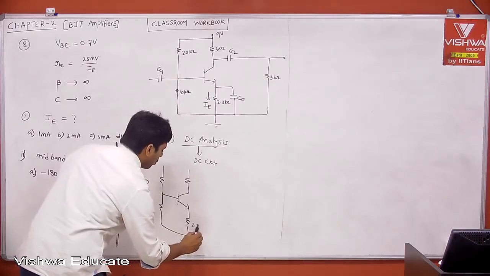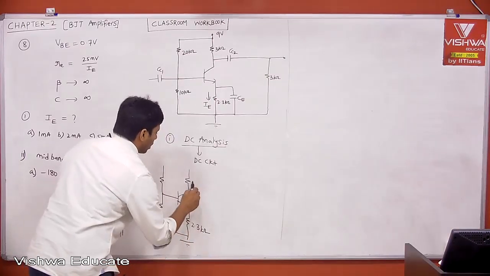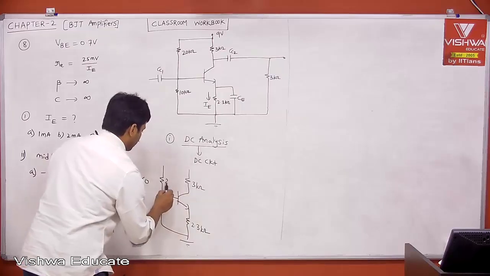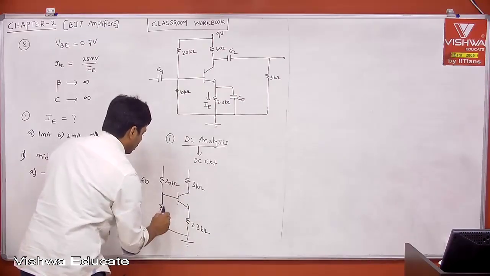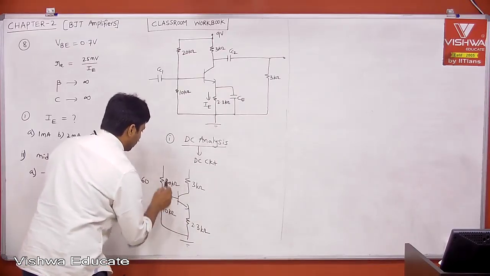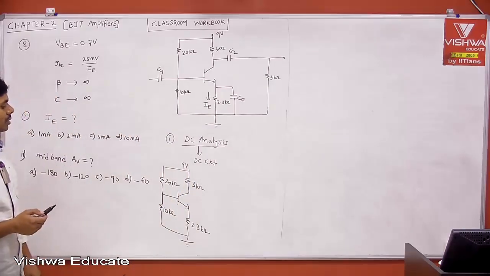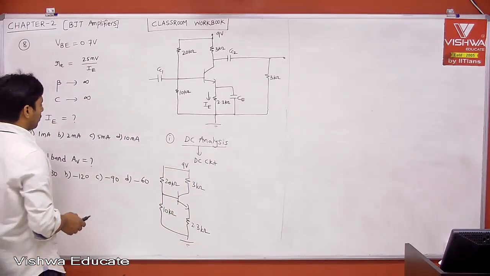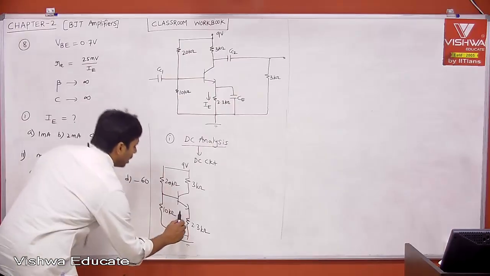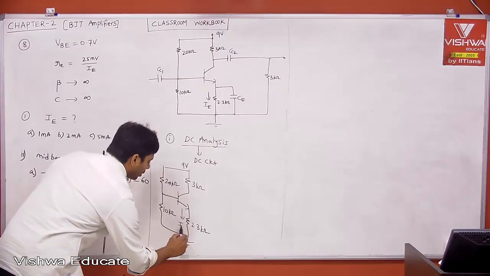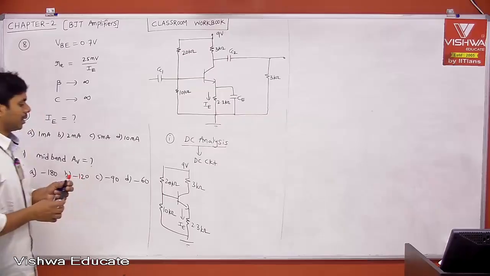This is 2.3K, 3K, 20 kilo ohm, 10 kilo ohm, and this is 9 volt. Okay, this is the circuit. Now, what do you want? We want to calculate what? IE, the current which is flowing through 2.3K. That is nothing but your IE, right?